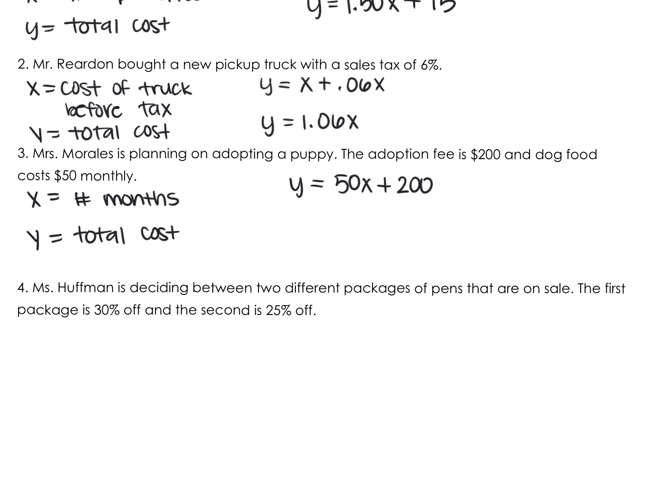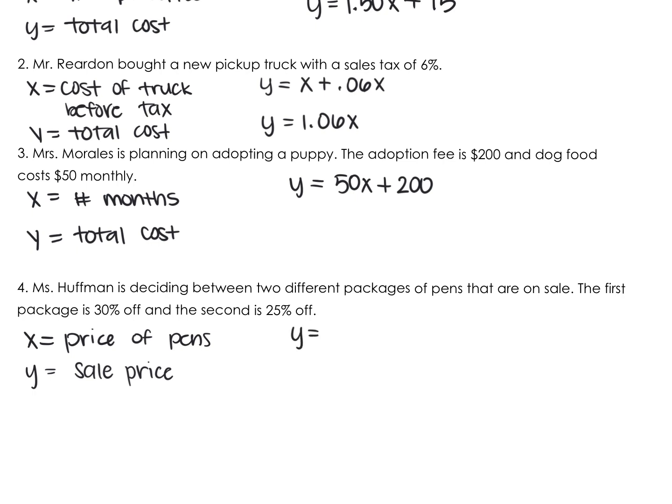Alright, so for the last example, we have that Miss Huffman is deciding between two different packages of pens that are on sale. The first package is 30% off and the second is 25% off. So x is going to be the price of pens and y is going to be our sale price. So we're going to have two equations here.